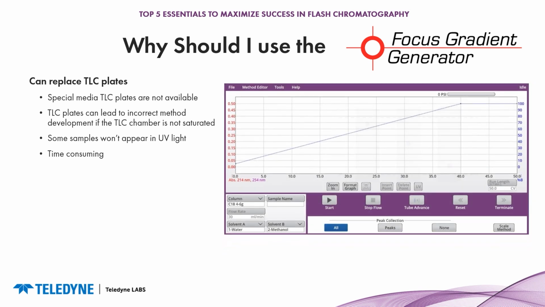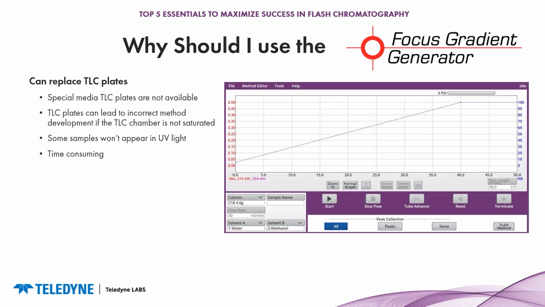So this is where the focus generator comes in. You are going to run a gradient from 5 to 100% of your strong solvent, and you're going to look for where your compound elutes within that gradient. So you can already see how your compound is going to interact with your stationary phase and your mobile phase, and you're going to see what percent of that strong solvent your compound is going to elute in.